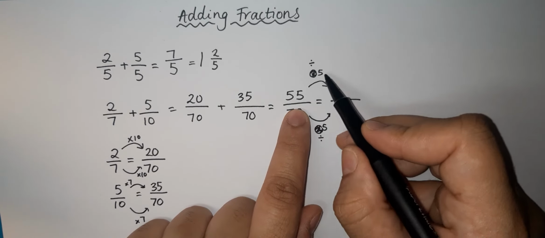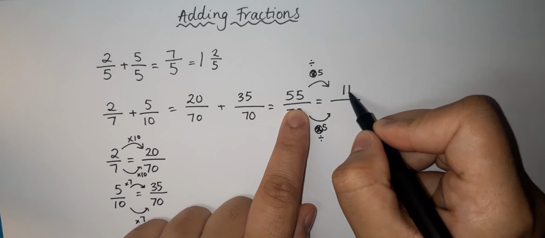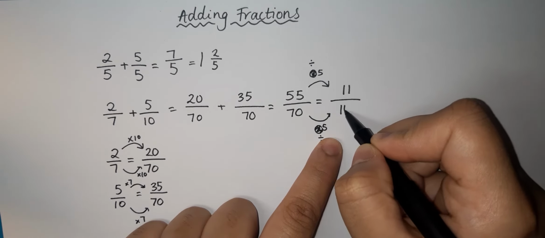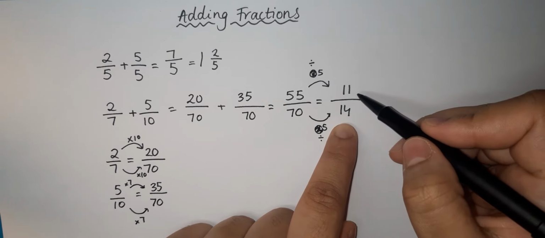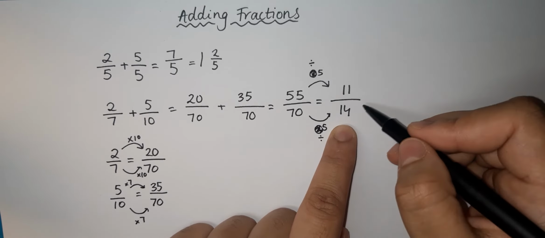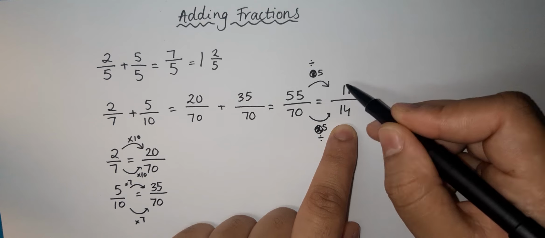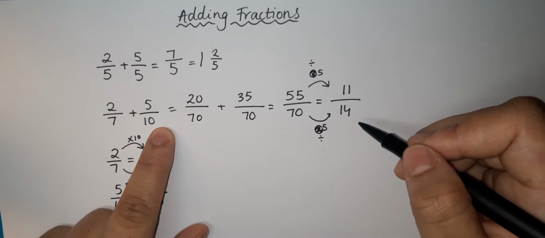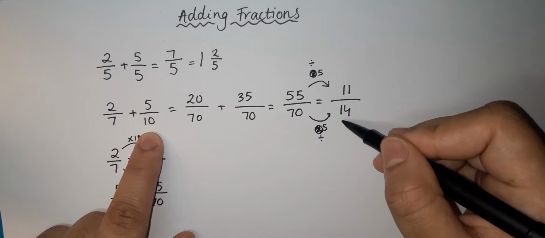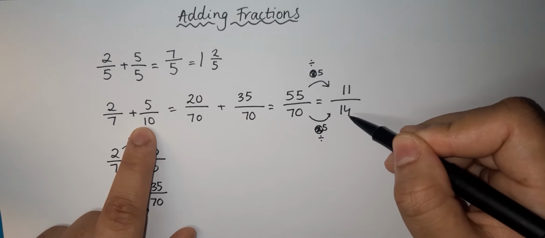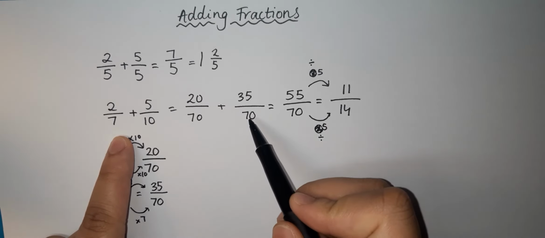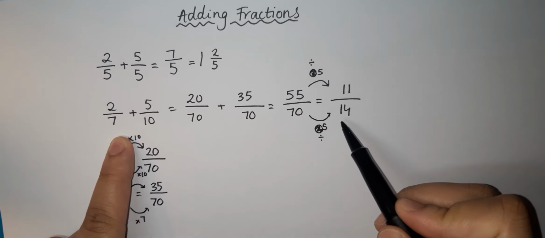So 55 divided by 5 gives us 11, and 70 divided by 5 gives us 14. Now, because 11 is a prime number, we can't simplify it down any further. So that is the answer to 2 over 7 plus 5 over 10. And here we can see that this denominator is different to this, as well as this. So the first thing we've done here is made it a common denominator, and then we've simplified.